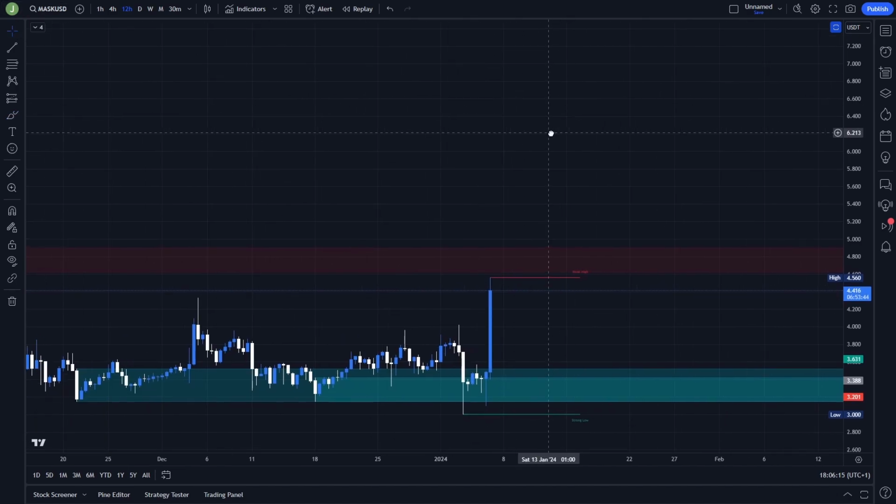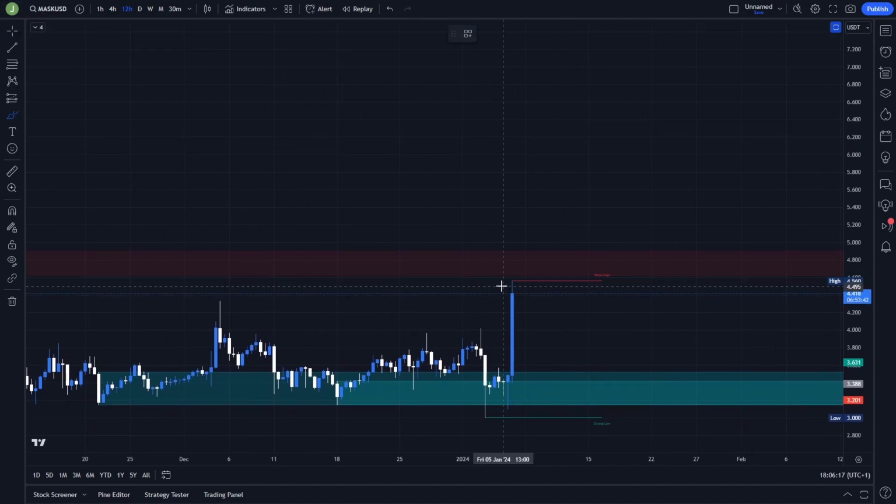Also, you can see that I'm not sharing any setup that you can take right now, because in my opinion right now there is simply no good risk reward ratio for entering both long and short trade.